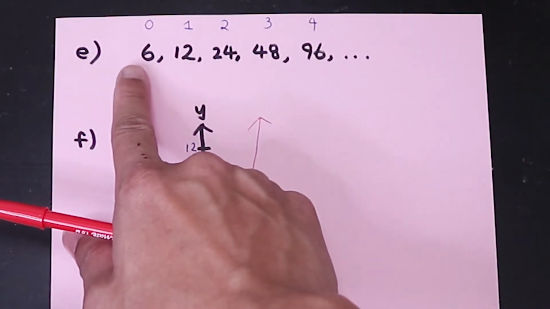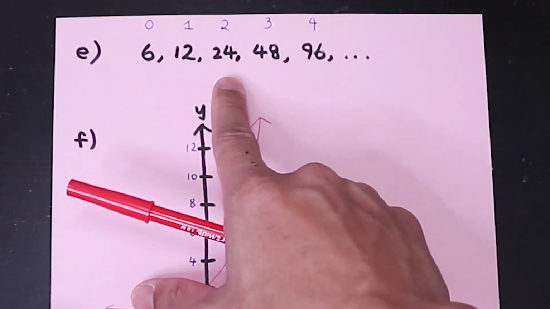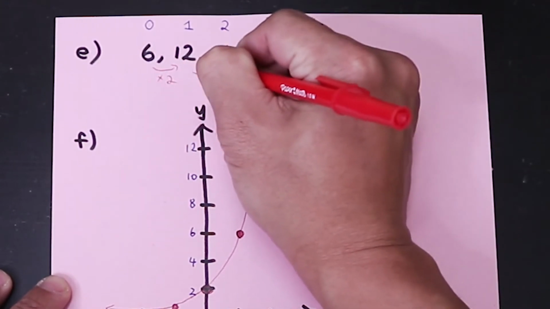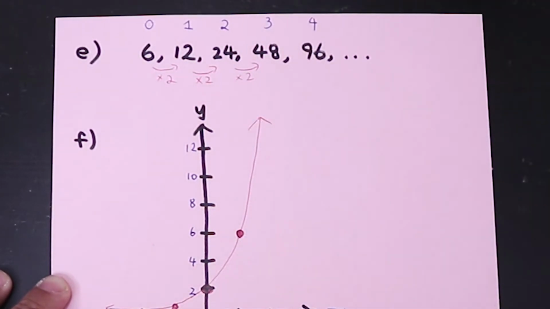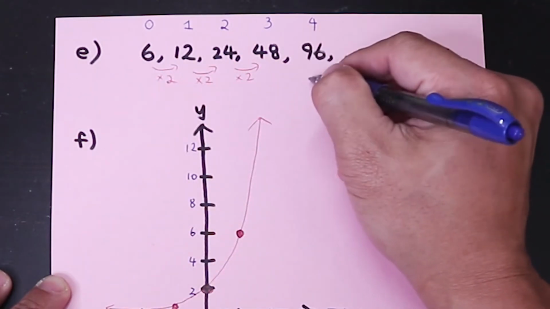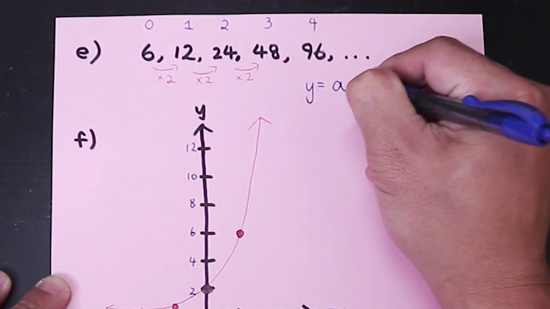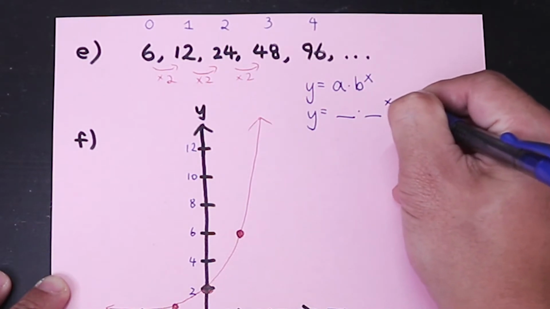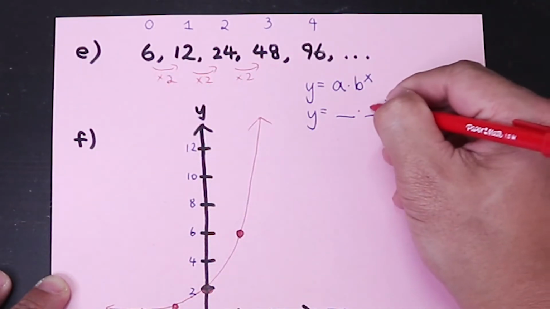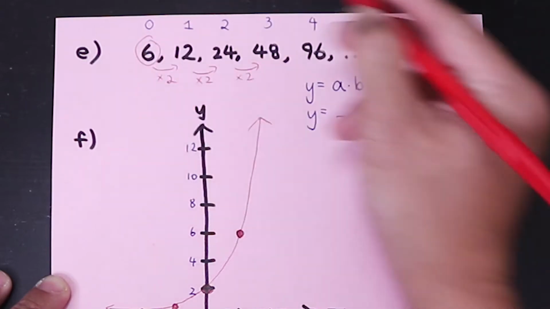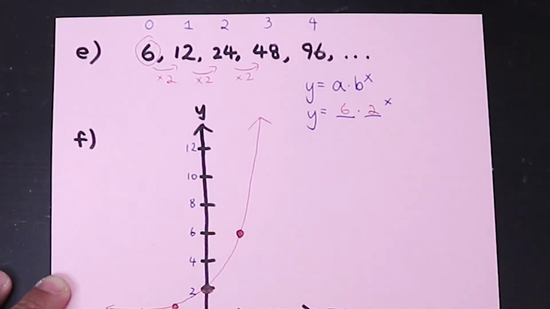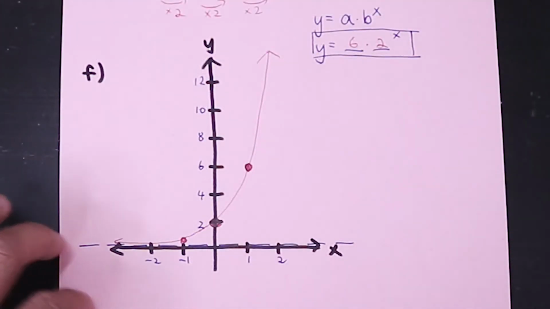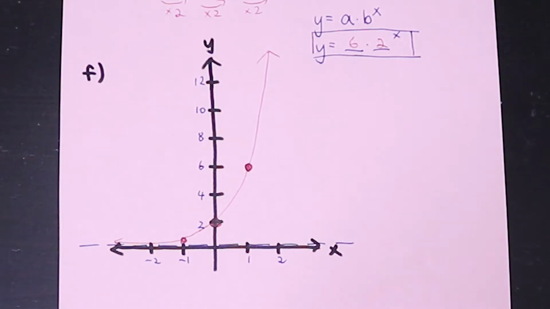I see there's a pattern for the y values: from 6 to 12, from 12 to 24, from 24 to 48, and so on. The pattern is multiplied by 2 from one y value to the next. Because there's a multiplication pattern, we use the exponential form, y equals a times b to the x. In this case, it's blank times blank to the x. The growth factor is 2, so we put 2 here. The y-intercept is the first number, which is 6. So it's y equals 6 times 2 to the x power. And then that's it.